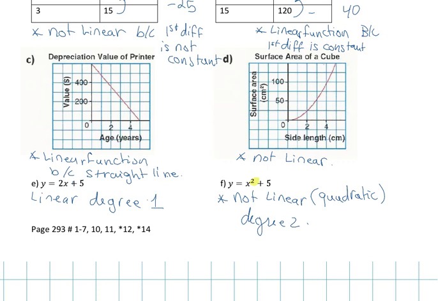Are you guys okay to identify these by looking at the table of values, by looking at the equation, and by looking at the graph? All right.